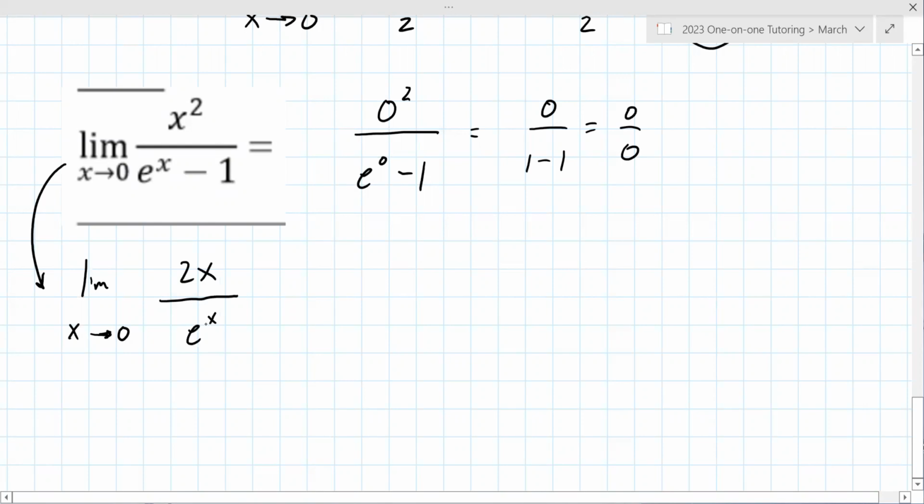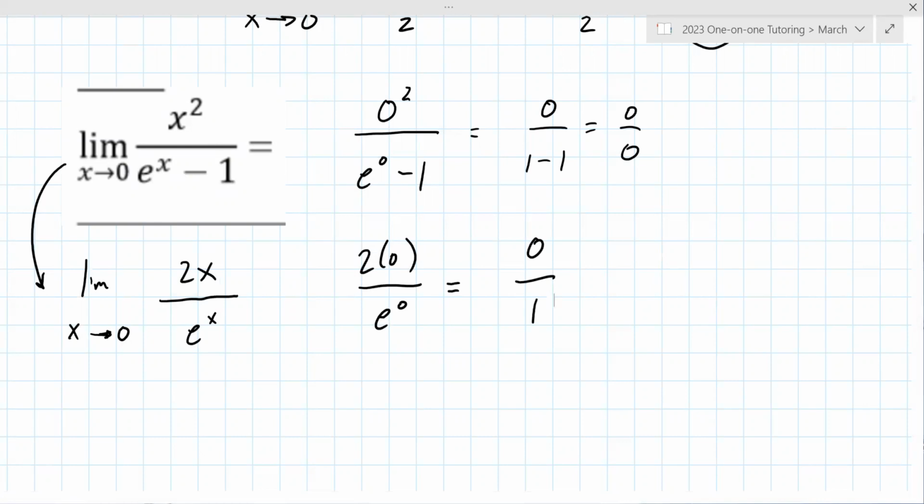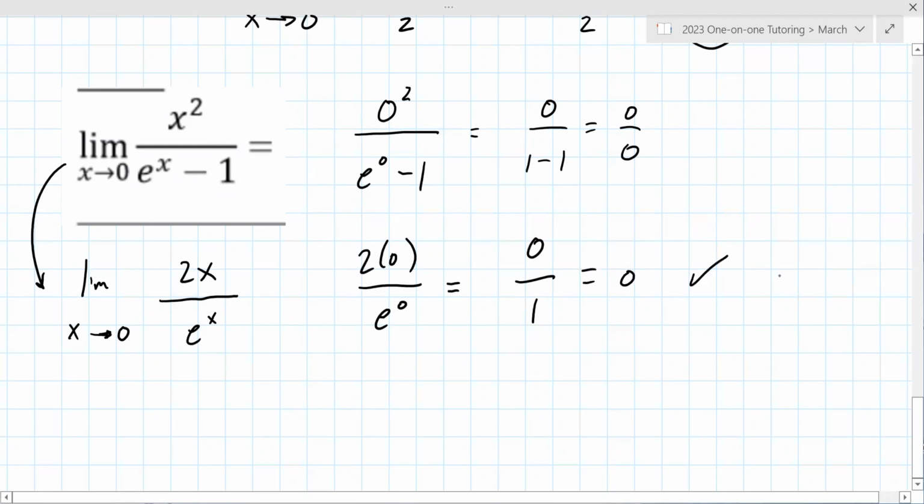And so you try it again. You're like, all right, let's just try it. 2 times 0 over e to the 0. That's 0 over 1. Is that okay? No. Are you sure? Well, 0 divided by 1 is 0. Yeah, and that's good. You're done. So only if it's undefined. That's right. Or not necessarily undefined, but indeterminate form. If it were 1 over 0, that would be a problem. It would go to infinity. But in this case, it goes to 0.